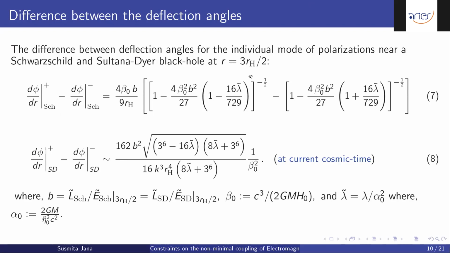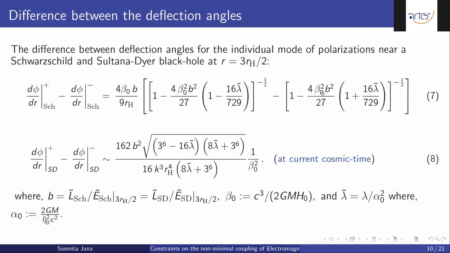Actually, this is the radius of the photon sphere. Here, this parameter b is important. It can be interpreted as the inverse of the impact parameter. However, it is not exactly equal to the inverse of the impact parameter, because for the Sultana-Dyer black hole we have considered conformal time, and the conserved quantity is not exactly the same as the energy.